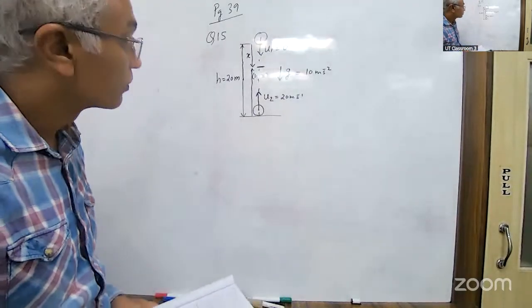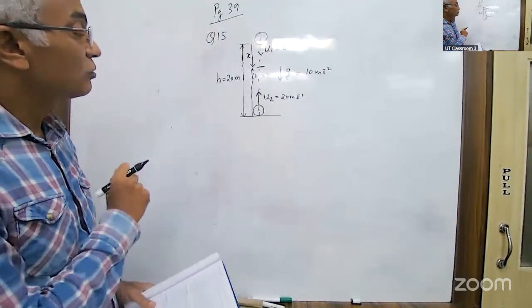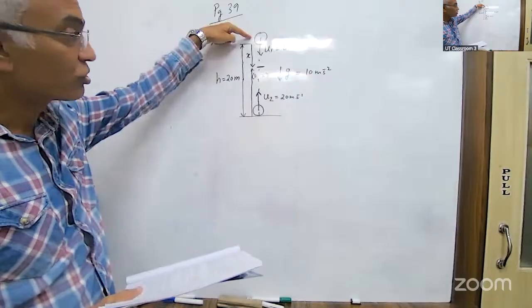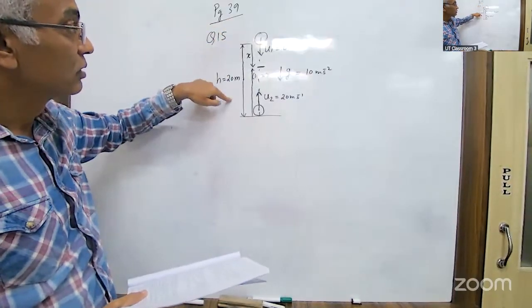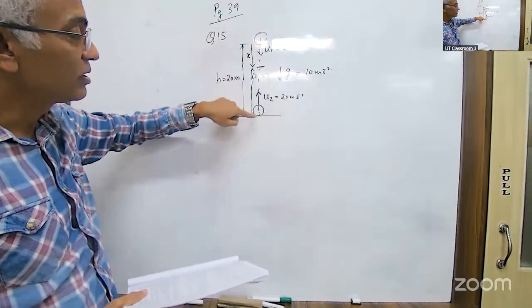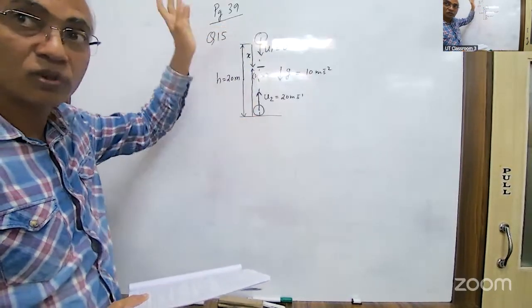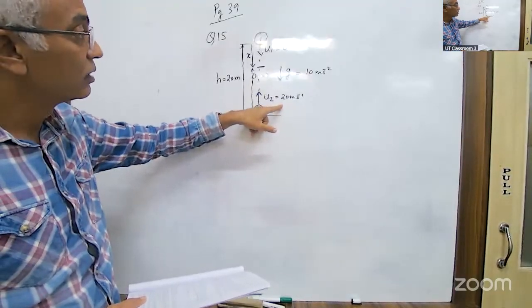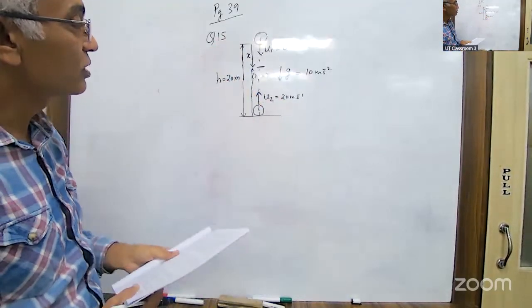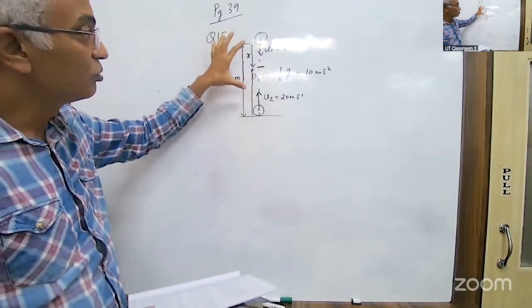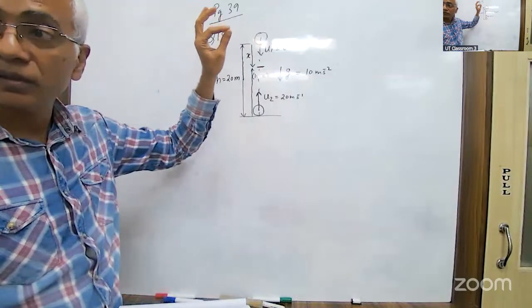So now, have you understood what we are doing here? The height from which the first ball was dropped is 20 meters. The moment this ball was dropped, simultaneously another ball was projected upward. With what speed? 20 meters per second. So then what is the question? The question is, at what time and where will these two balls meet? Okay, this is the question.